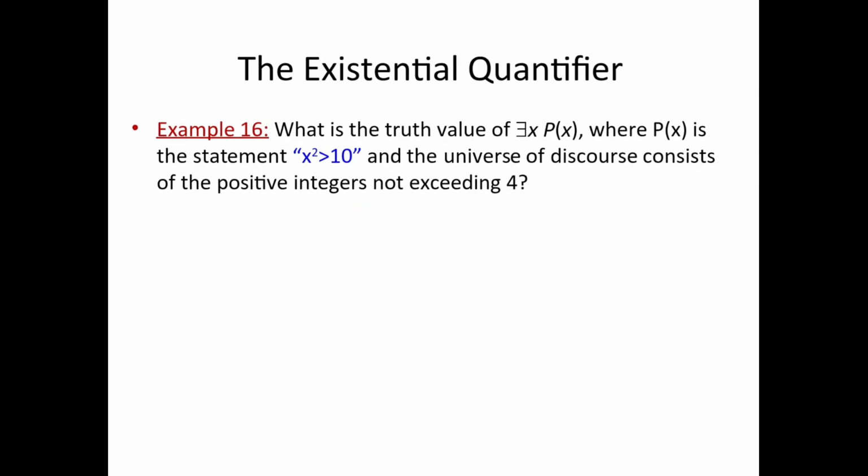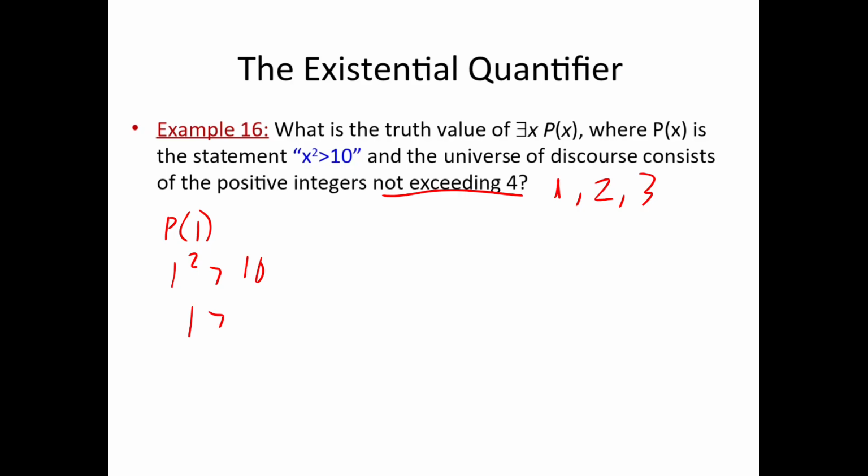So what is the truth value of there exists x, p of x, where p of x is the statement x squared is greater than 10, and the universe of this course consists of the positive integers not exceeding 4. So we have 1, 2, 3, and 4. For example, our x is equal to 1. So 1 raised to the power of 2 is 1.